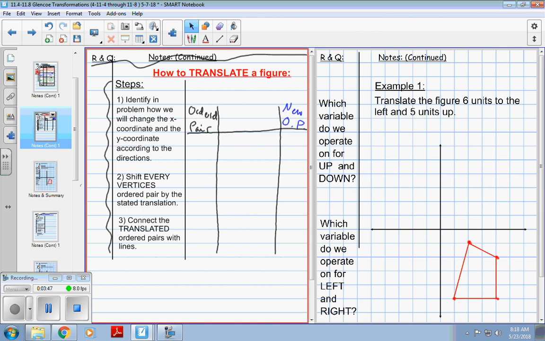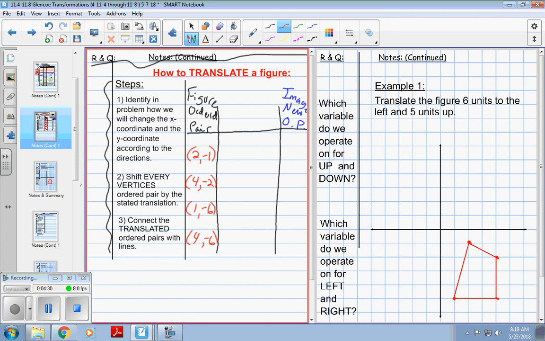What I mean by new ordered pair is the image's ordered pair. So this would be the image's information, and the starting point is the figure's information. Go ahead and write down the 4 ordered pairs we just marked down. Our first ordered pair was 2, -1. Then 4, -2. Then 1, -6. And lastly, 4, -6.